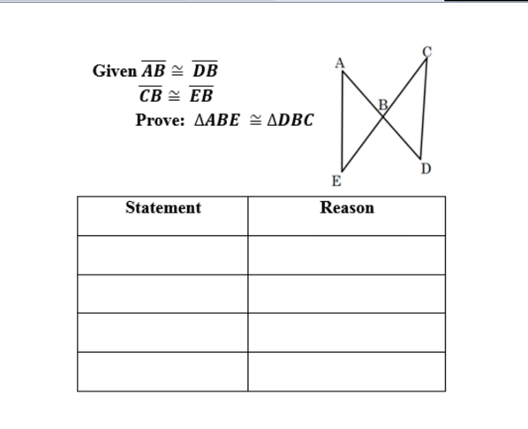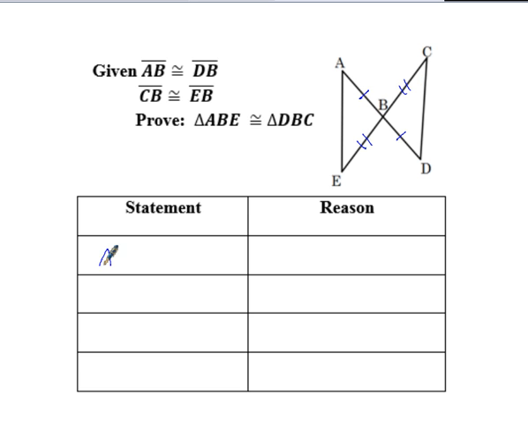Okay, let's take a look at this last proof here. Once again, we're going to start by marking our figure. AB is congruent to DB. So AB is here, DB is here. CB is congruent to EB. Now notice what I'm going to do with my markings. Instead of using one tick mark, I'm going to use two tick marks because I'm moving on to the next congruency.